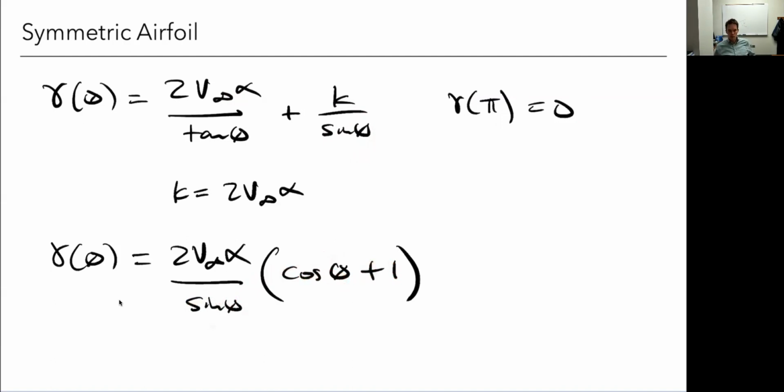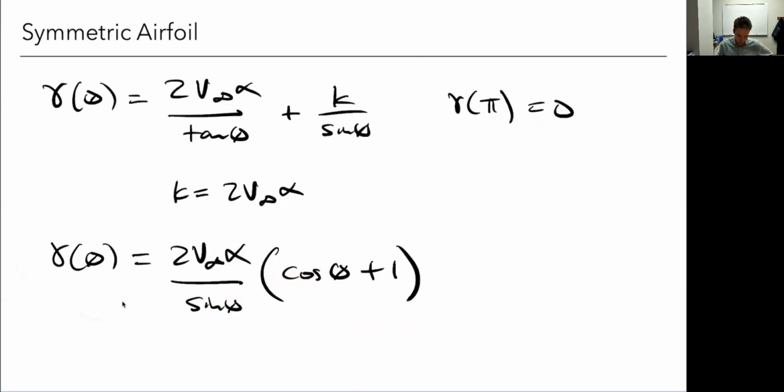So we have to use L'Hopital's rule to see if this is going to work. If I take the derivatives top and bottom, this becomes a minus sign, and this becomes a cosine. So this is 1 on the bottom, and this is a sine, so 0. So indeed, this does work. Gamma of pi is equal to 0. So this is my solution.